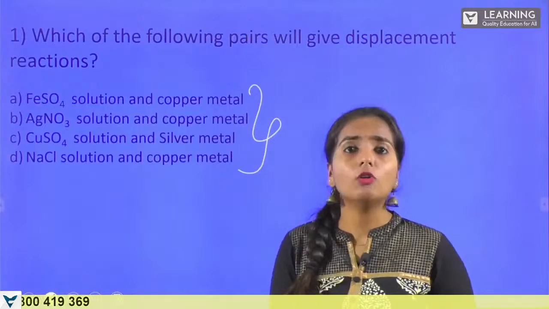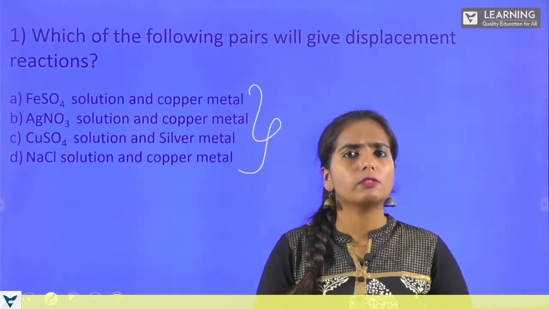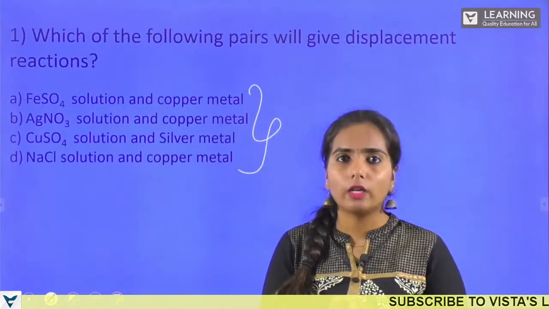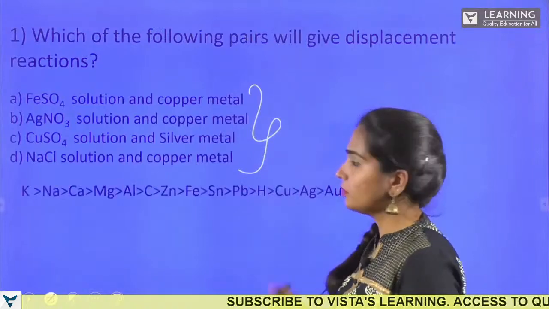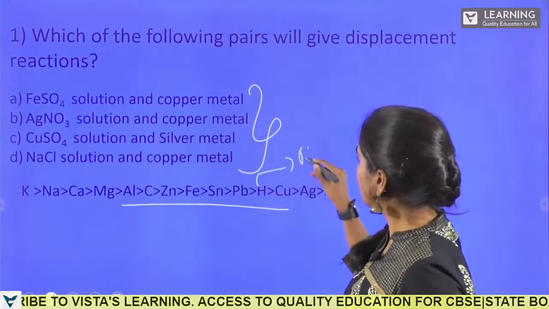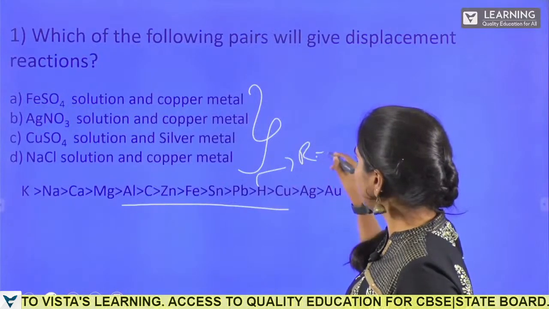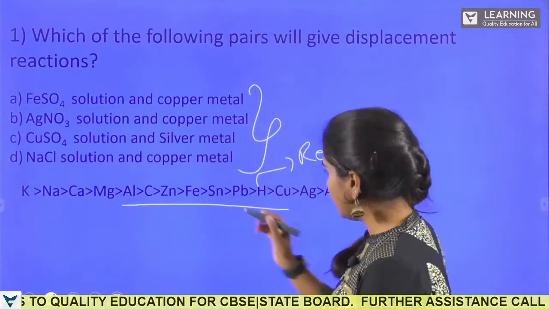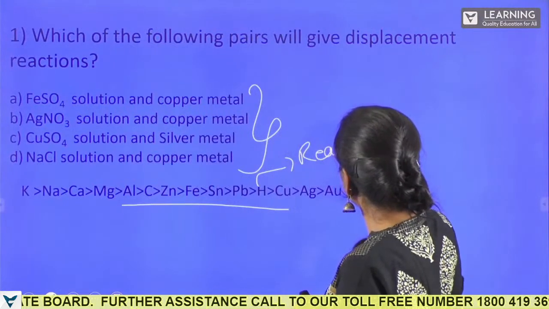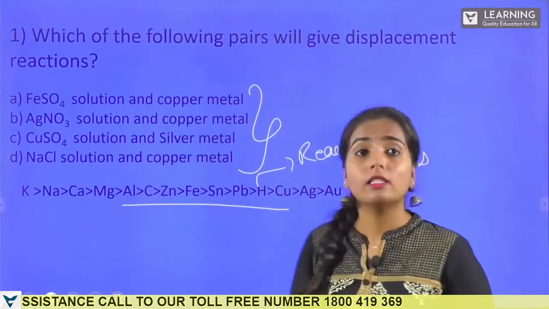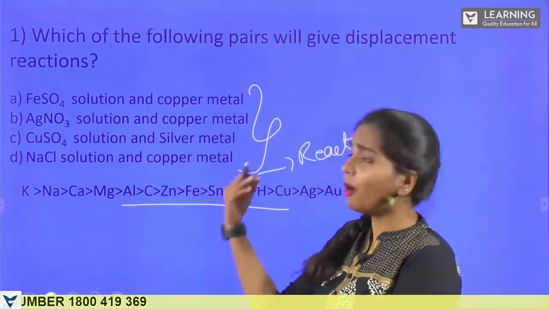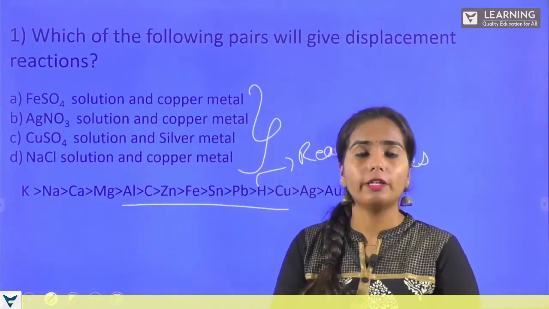How do you think we can know the displacement reaction? You remember, right? The displacement reaction happens on our reactivity series. Yes, this will be our reactivity series. So you remember, right, what the reactivity series is and what elements are present? Yes, this is called the reactivity series. Now you look into the combinations, and I hope you would have already found out the answer.